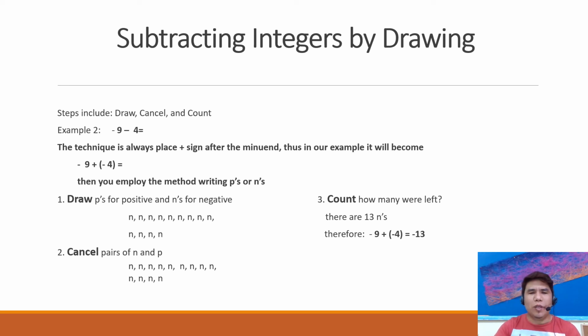Then for step 2, you are to cancel supposedly, but as you notice, there are no pairings of n and p, so you cannot cancel, because our technique is we will cancel pairs of n and p, but there's none. All n's are found here. So all you have to do is count all the n's that were left. When you count it all, that's 9, 10, 11, 12, 13, exactly 13. So there are 13 n's. Therefore, your answer for that expression, negative 9 minus 4, is equal to negative 13.